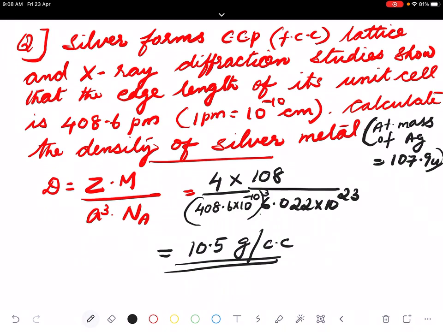So density is equal to Z M upon a cube Na. Z is the number of atoms present in that unit cell, which is 4, just a number. M is the molar mass in grams per mole, 108 grams per mole, and the 6.022 into 10 to the power 23 is per mole. Next question.